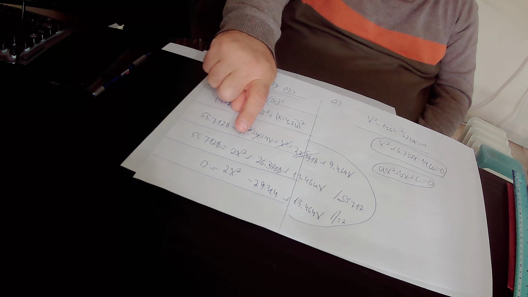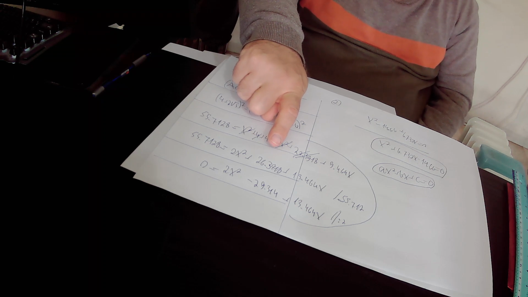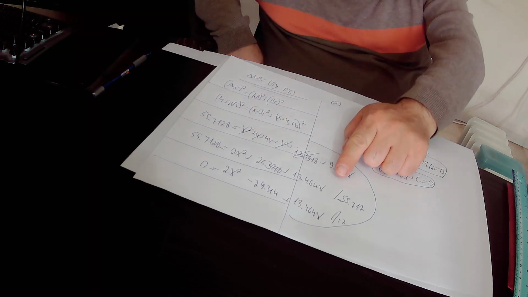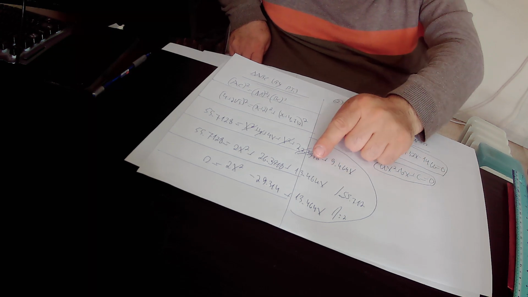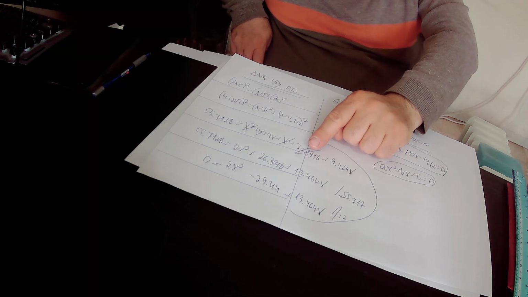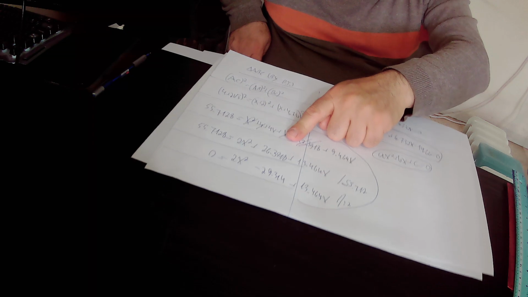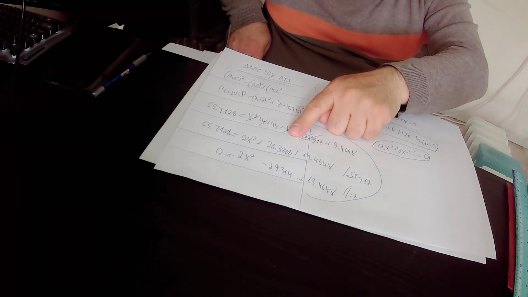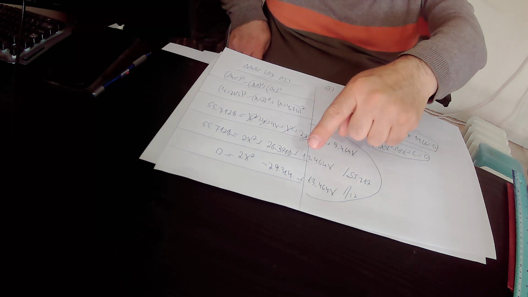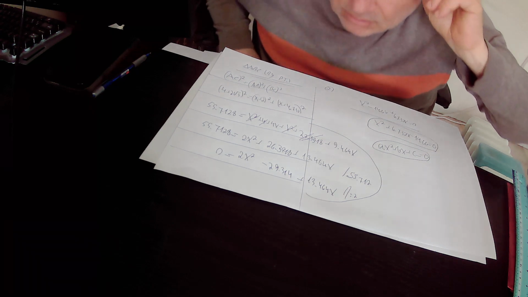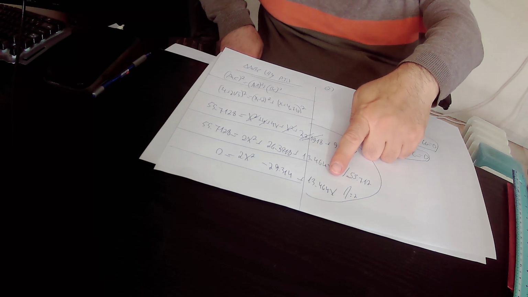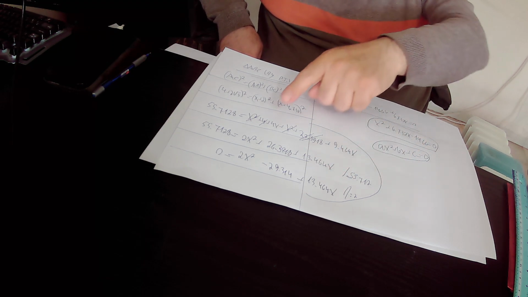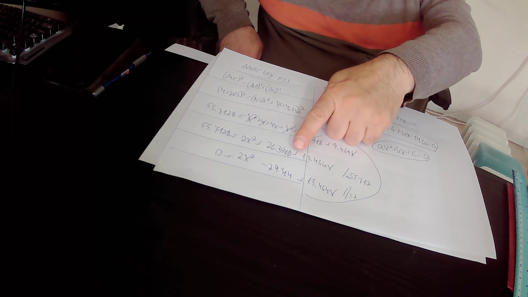So conclusion, we actually found out that 55.7128 equals 2x squared plus 26.3918 plus 13.464x. Here we subtracted 55.7128 from this equation, and finally found out that 2x squared equals 26.3918 minus 55.7128, which is minus 29.314, plus 13.464x.